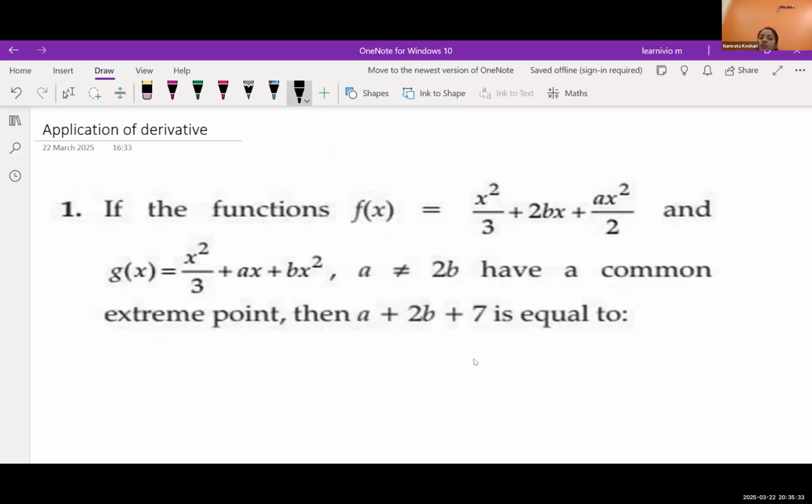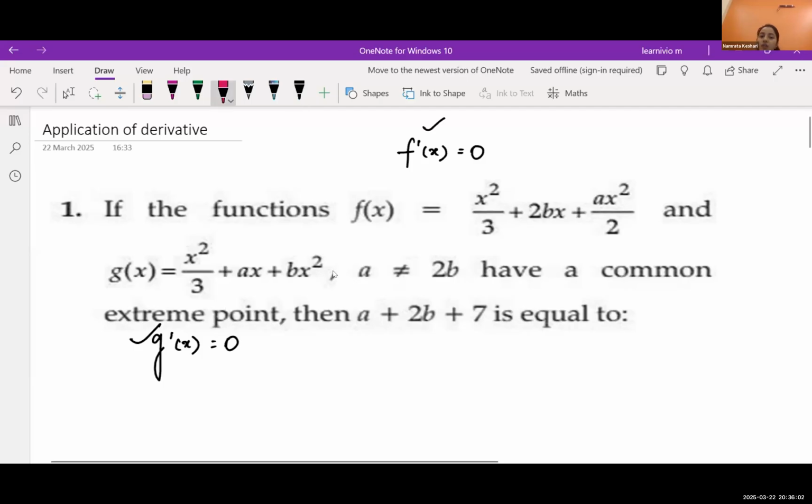So when you solve the first function, you will be finding f dash x for getting the critical point, right? Here you will be solving g dash x is equals to 0 for getting the critical point. Both the critical points will be same. Because it says the common extreme points they are having.